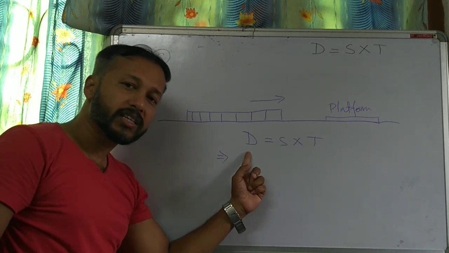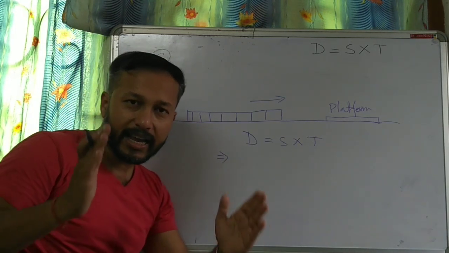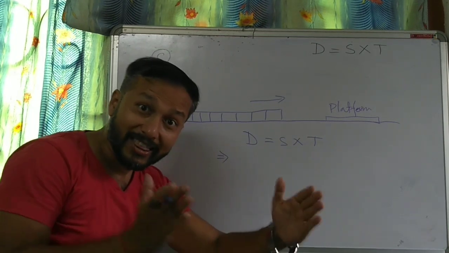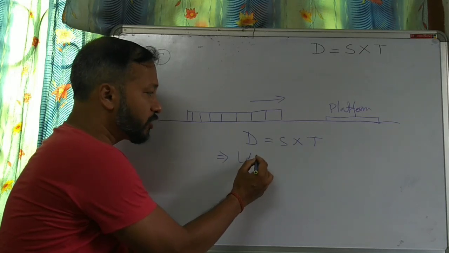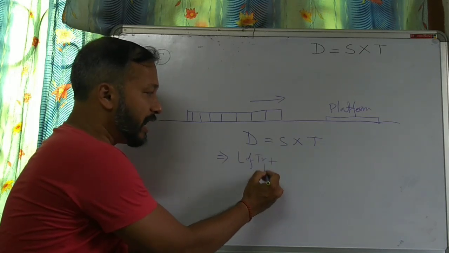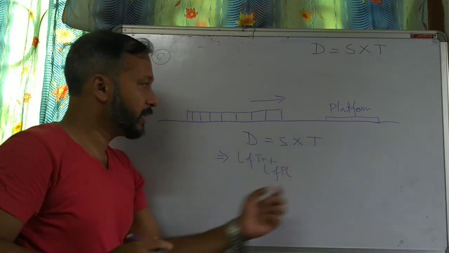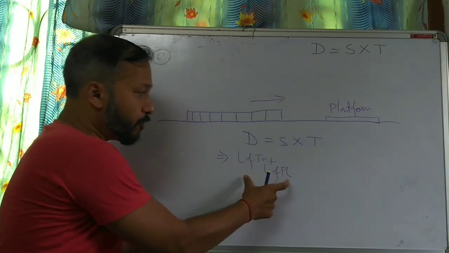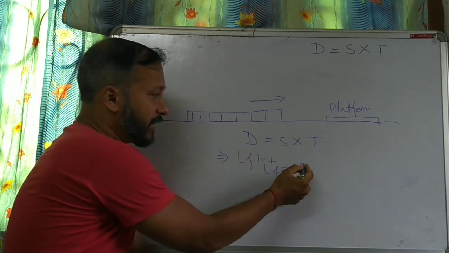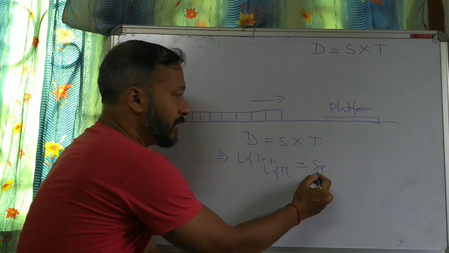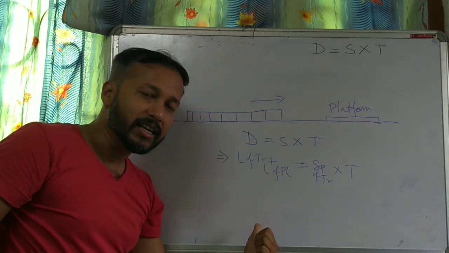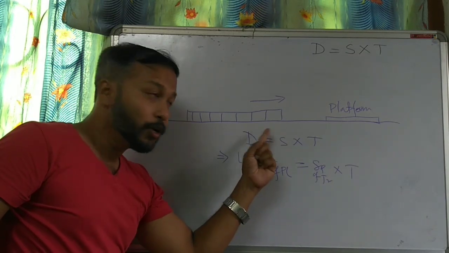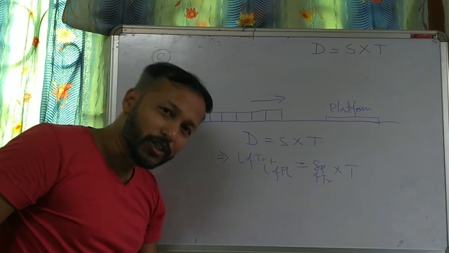Now, what is the distance? Here distance is the length of the train plus length of the platform. This total length, we have to add it. That is the distance, equal to speed of the train into time. So by using this formula we can find the time required for this train to cross this platform. You got it?